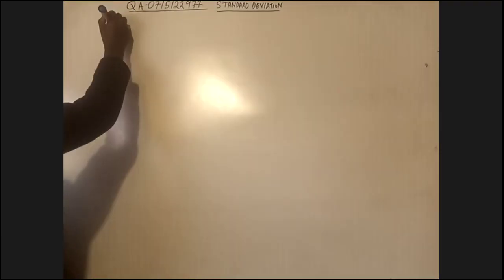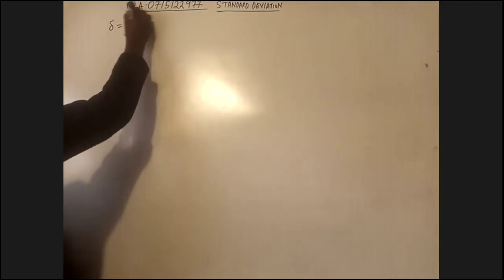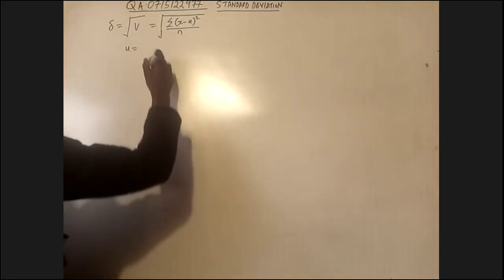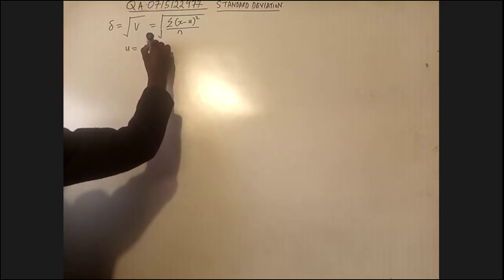Standard deviation. Our formula: standard deviation is equal to the square root of variance, which is the summation of x minus mu squared over n. But our mu, in this case, is equal to the summation of x over n.